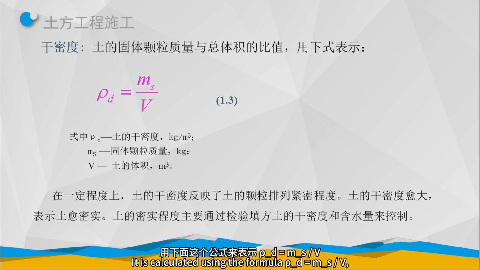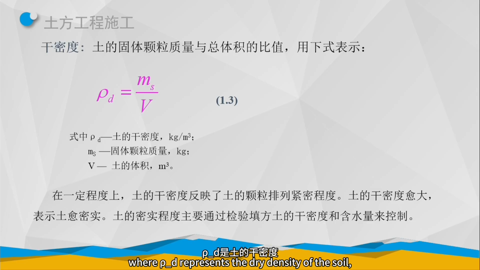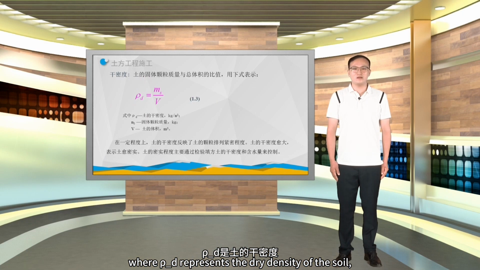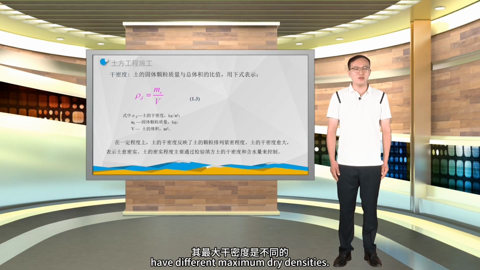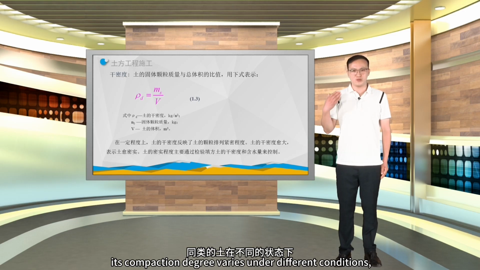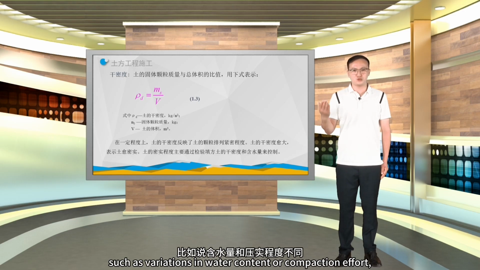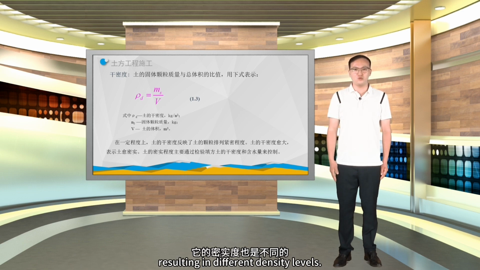It is calculated using the formula ρ_d equals m_s/v, where ρ_d represents the dry density of the soil. M_s is the mass of solid particles, and v is the volume of the soil. It should be noted that different types of soil have different maximum dry densities. For the same type of soil, its compaction degree varies under different conditions, such as variations in water content or compaction effort, resulting in different density levels.